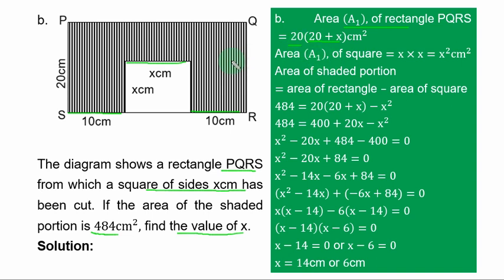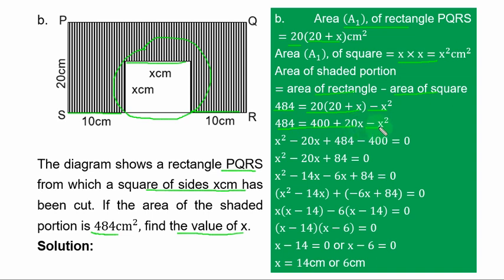Then area of square. For a square the sides are equal, so the area of a square is s times s, that is s squared centimeters. Area of shaded portion is area of rectangle minus area of square, and that area is given as 484, so 484 equals area of rectangle minus area of square. If you open the bracket, you have 484 equal to 400 plus 20s minus s squared.